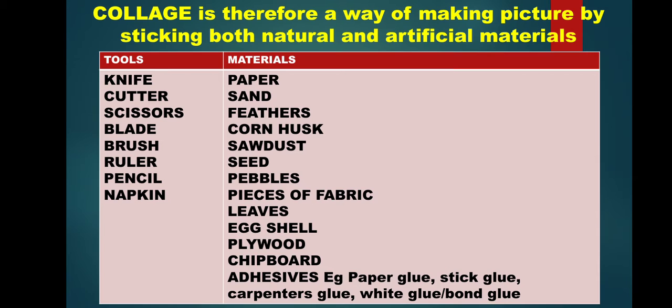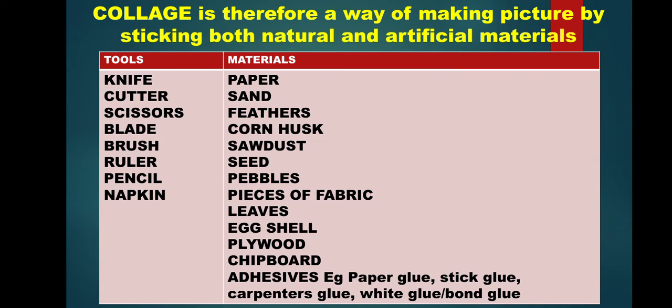The table below gives us a clear view of tools and materials which one may need when it comes to making collage pictures. So the first column talks about the tools. The tools include your knife cutter, scissors, blade, brush, ruler, pencil, napkin, etc.